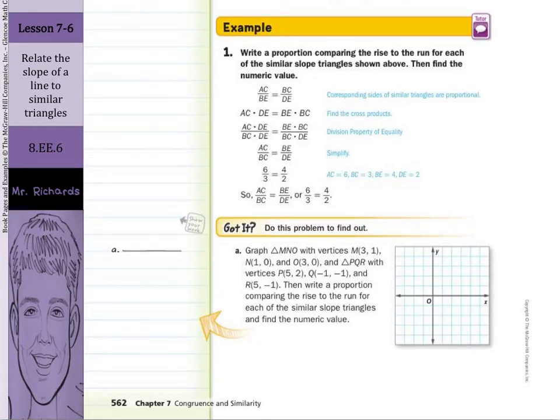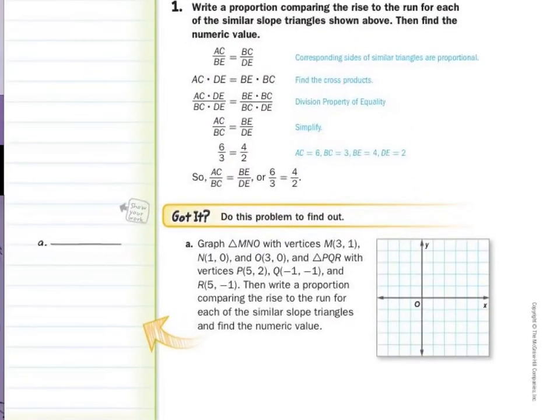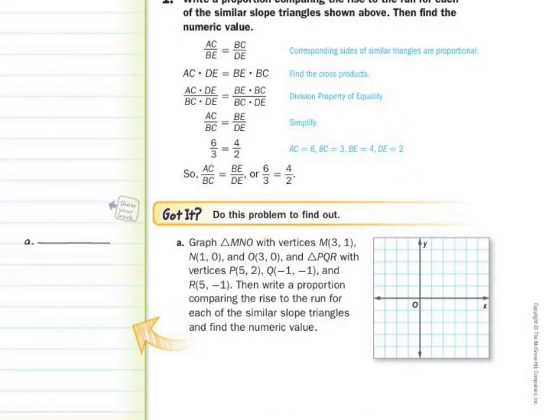Graph triangle MNO with vertices (3, 1), (1, 0), and (3, 0), and triangle PQR with vertices (5, 2), (-1, -1), and (5, -1). Let's start there before we write our proportions, and we'll zoom in here to help ourselves see this just a little bit better. So we'll have M at (3, 1), N at (1, 0), and O at (3, 0).